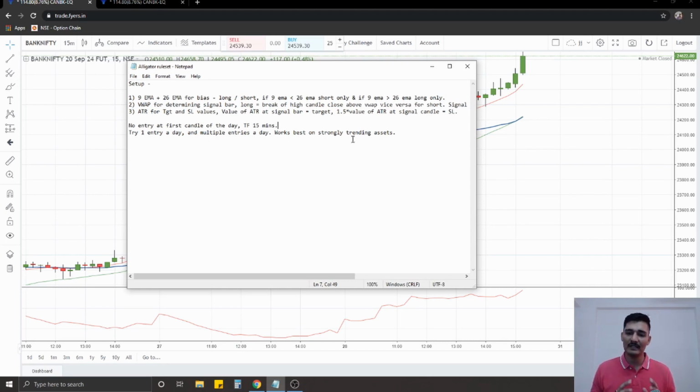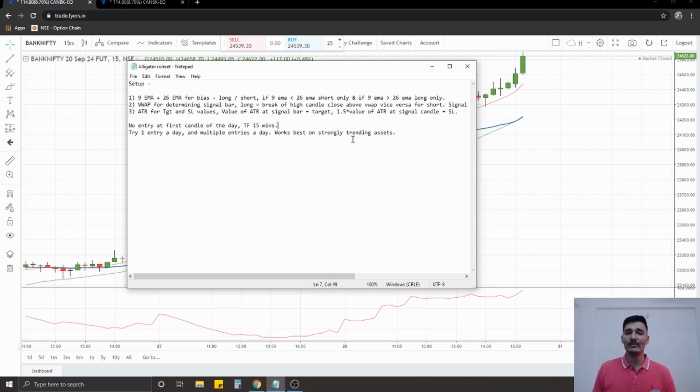Now VWAP is going to be the immediate signal trigger generator. The direction is going to be governed by the moving averages, the slope, and the crossovers. The trigger generator is going to be the VWAP, which signifies a small shift in momentum on the desired side of things. Then the last thing that we have is going to be the ATR.